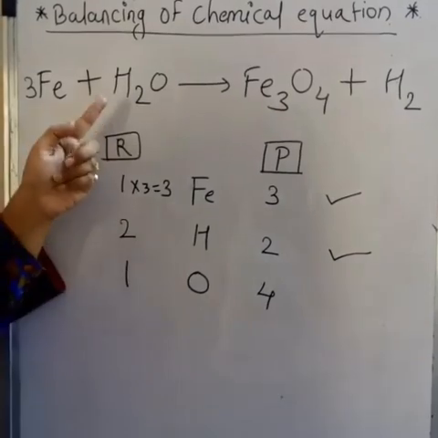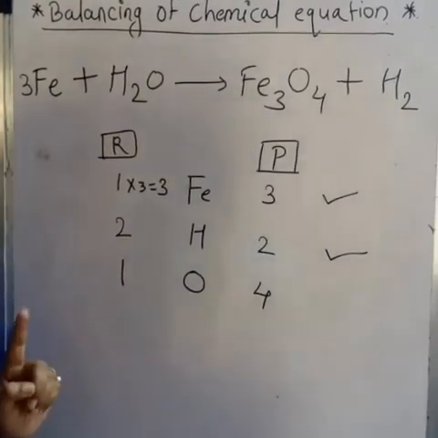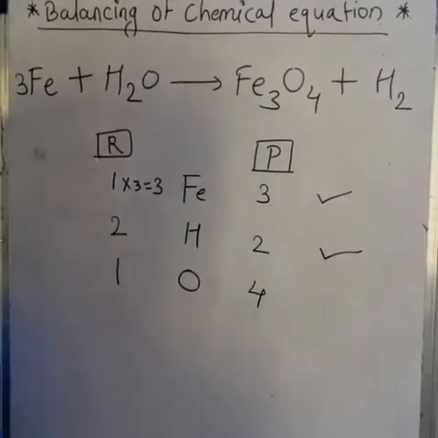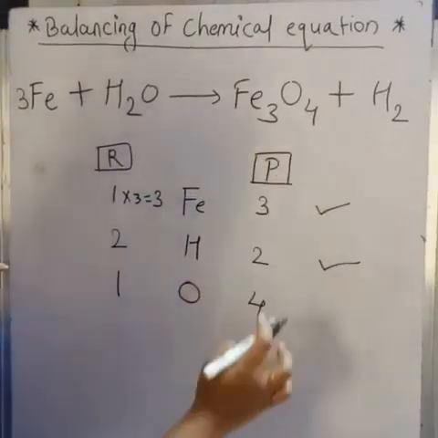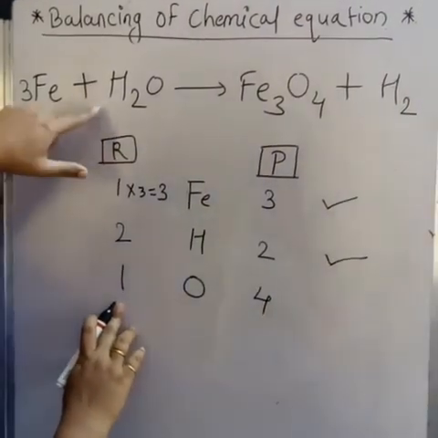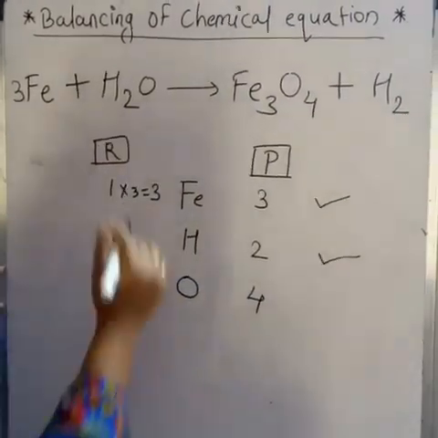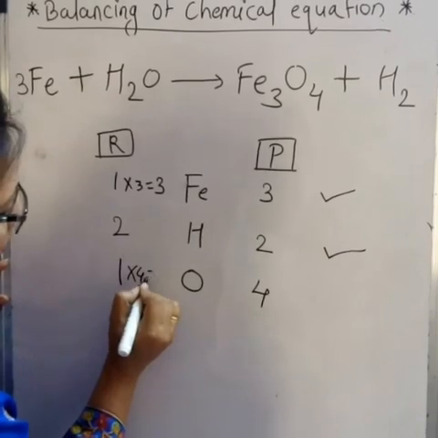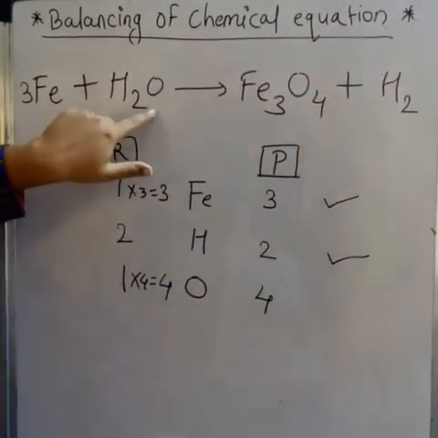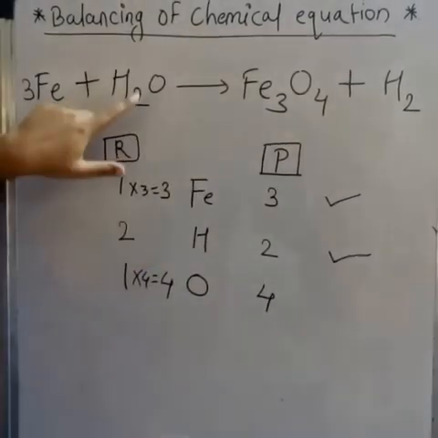Oxygen, we can see in the reactant side only 1 atom of oxygen is present, and in the product side we can see a total of 4 atoms are present. So we require 4 oxygen atoms in the reactant side. So we multiply here by 4 and we'll get 4 atoms of oxygen. So here we are multiplying. See, we can see the oxygen atom present.